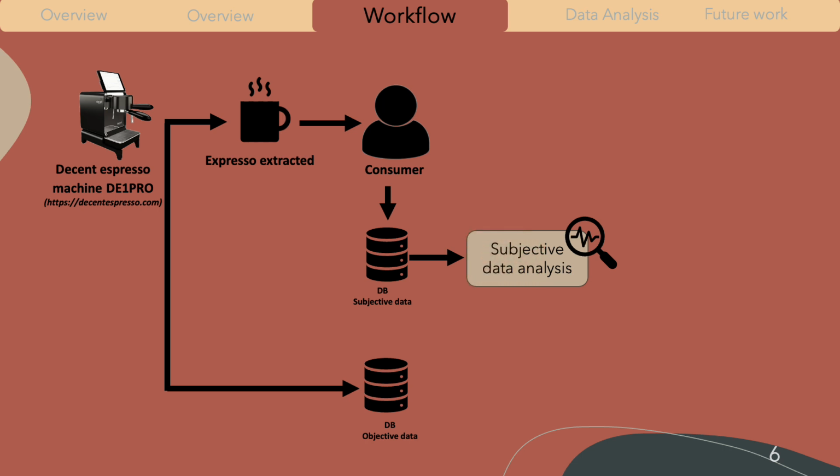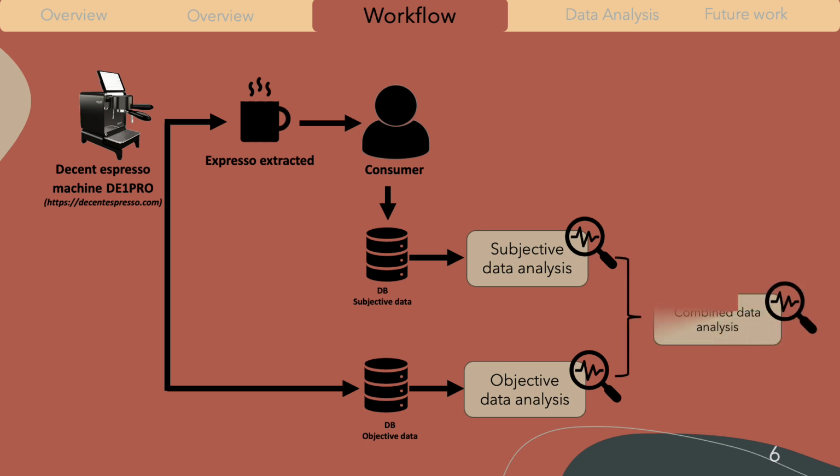And the next step will be to analyze this subjective data from customers. After analyzing the subjective data from the customers, we will also be analyzing the objective data from the machine. In this part, we'll try to understand what's going on in the data, what the behaviors of each extraction parameter are. And after this separate analysis, we are going to do a combined analysis. So we'll combine both information, subjective from customers and objective from the machine, and analyze.